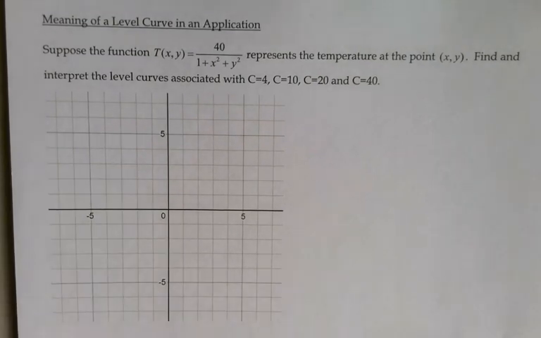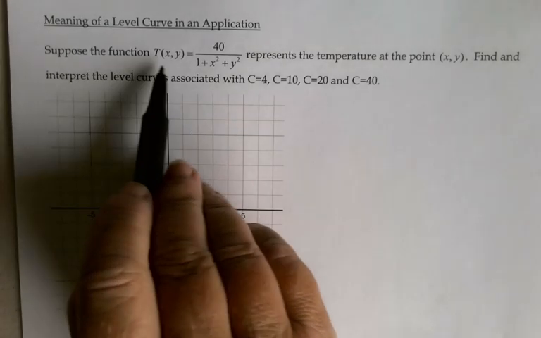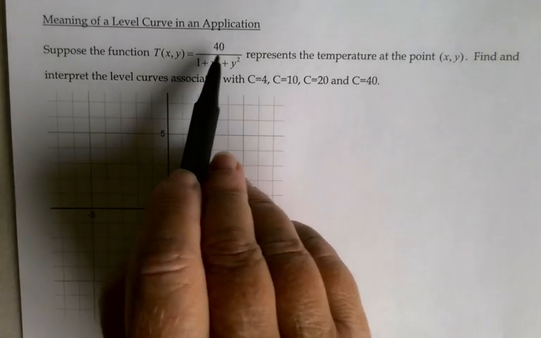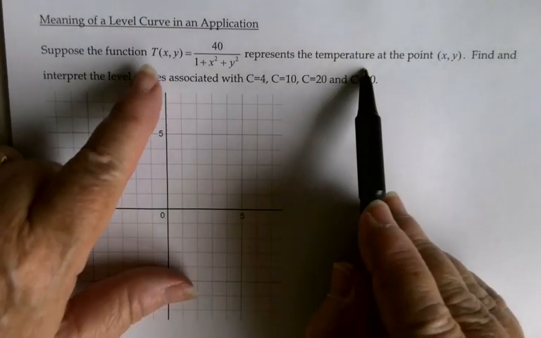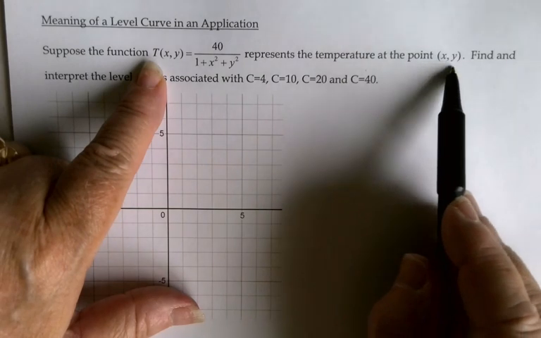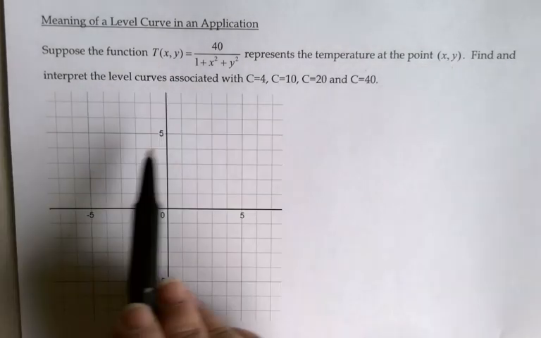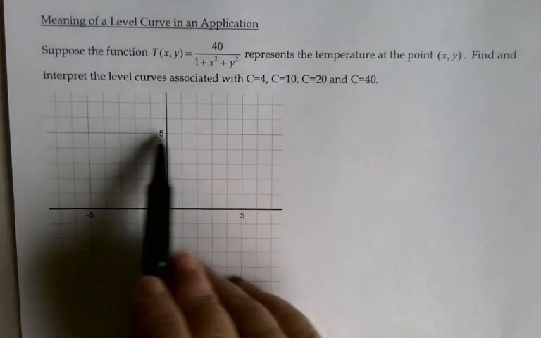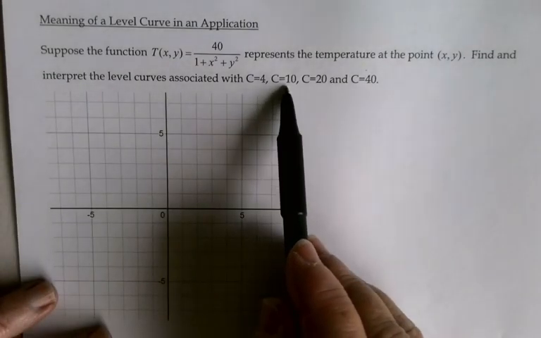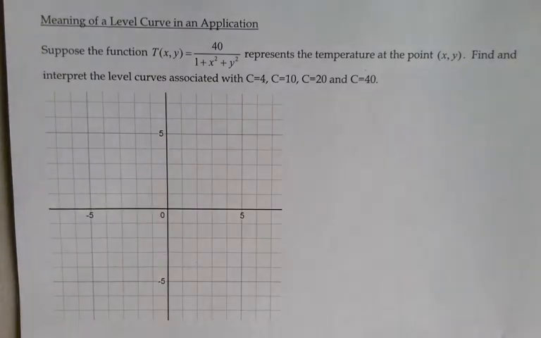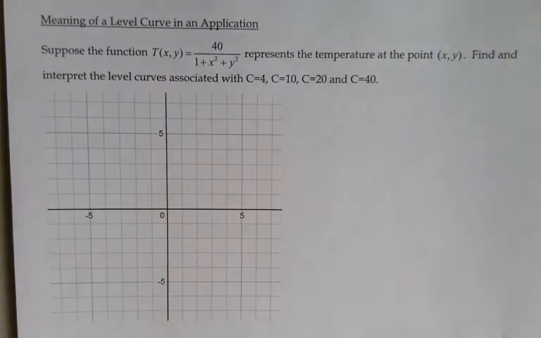We'd like to take a look at the meaning of a level curve in an application. So suppose this function T of x and y is equal to 40 over 1 plus x squared plus y squared, represents the temperature, so capital T is temperature, at the point x and y. So you can imagine that as you move around this plane at different x, y values, you can plug them in to find out what the temperature is at that specific point. We're going to find and interpret the level curves associated with c equals 4, 10, 20, and 40. And again, I may not actually do all of those. We'll see what we think we need to do.